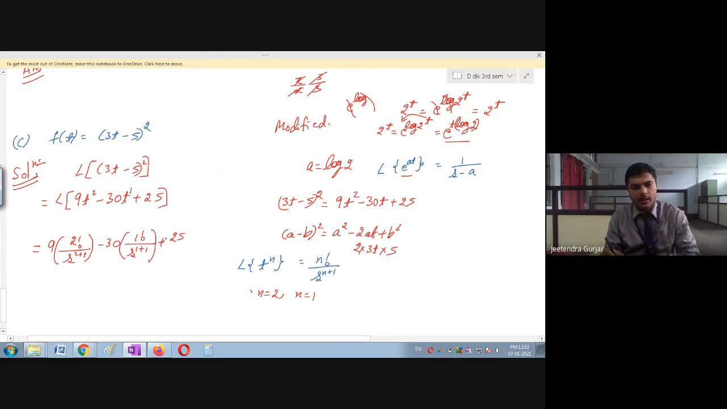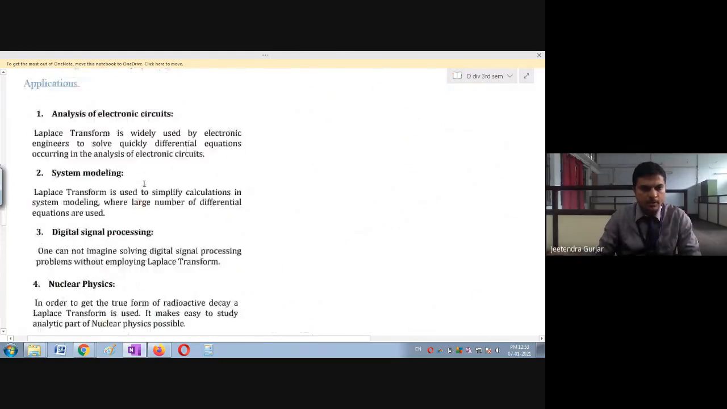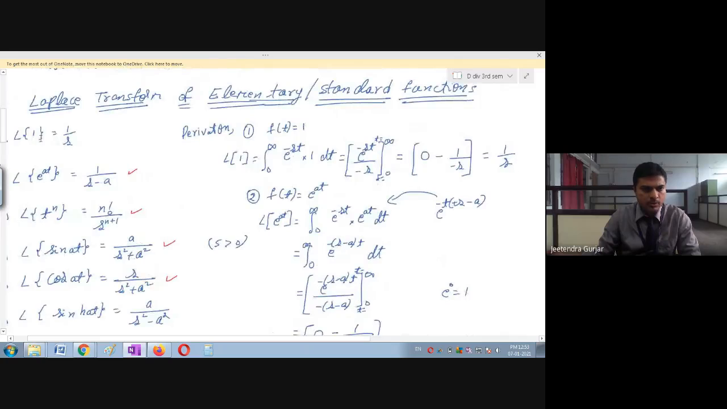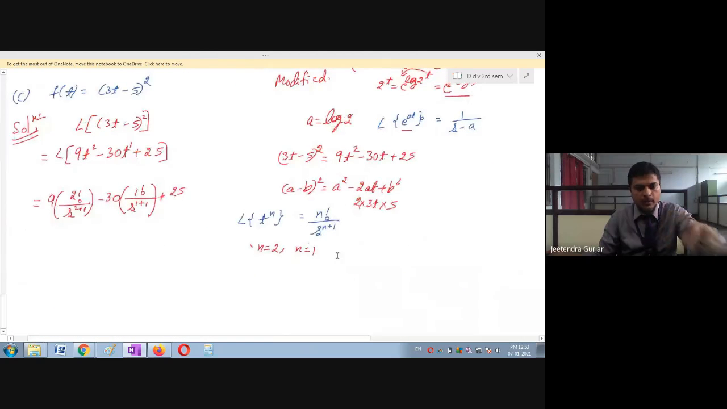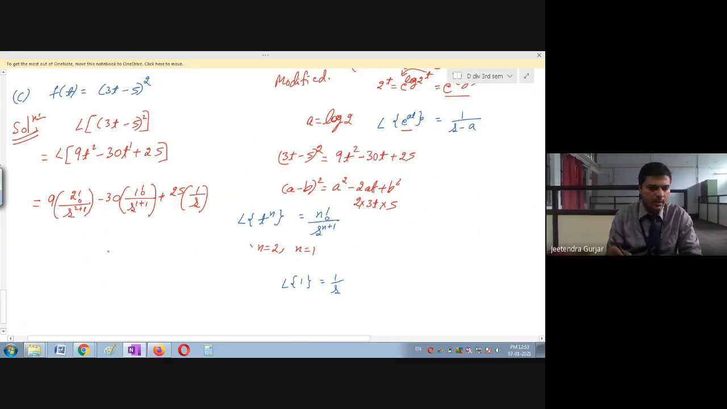If I take out 25 outside, what is remaining? 1 is remaining. 1 is remaining means which formula I am going to use, friends? Yes, I am going to use this formula, that is Laplace transform of 1. What is Laplace transform of 1, friends? Yes, Laplace transform of 1 is 1 upon s. So therefore I will take in this bracket 1 upon s. So this is your answer.